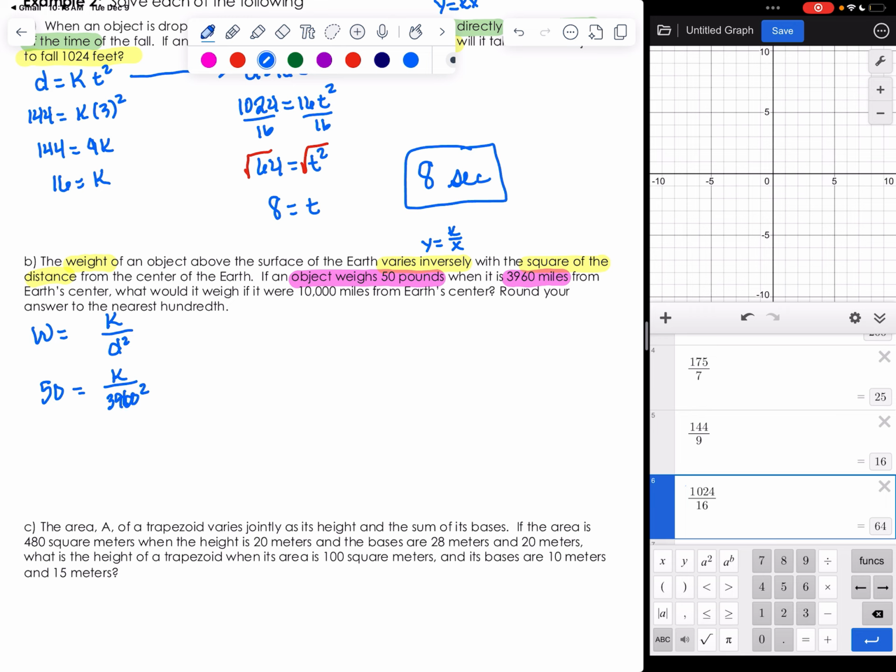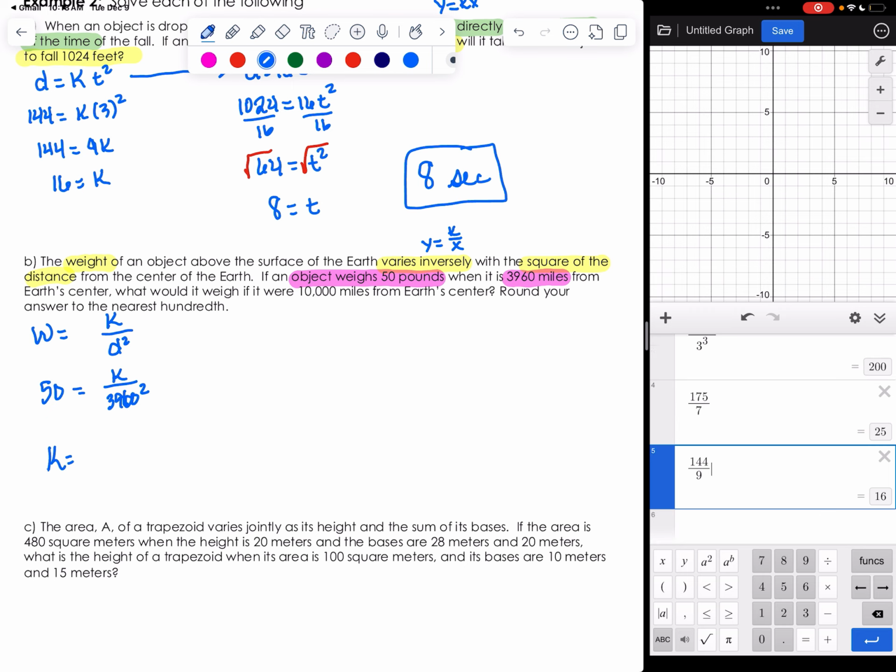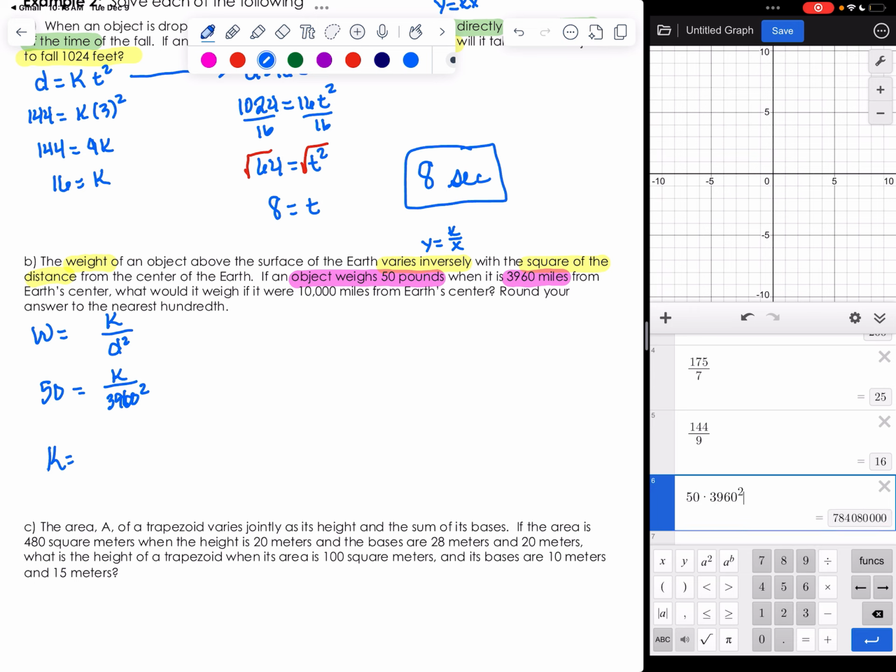So to get k, I'm going to multiply 50 times 3,960 squared, and that will be 784,080,000. So 1, 2, 3. So 784,080,000. Now we'll use that. So weight equals 784,080,000 divided by d squared.